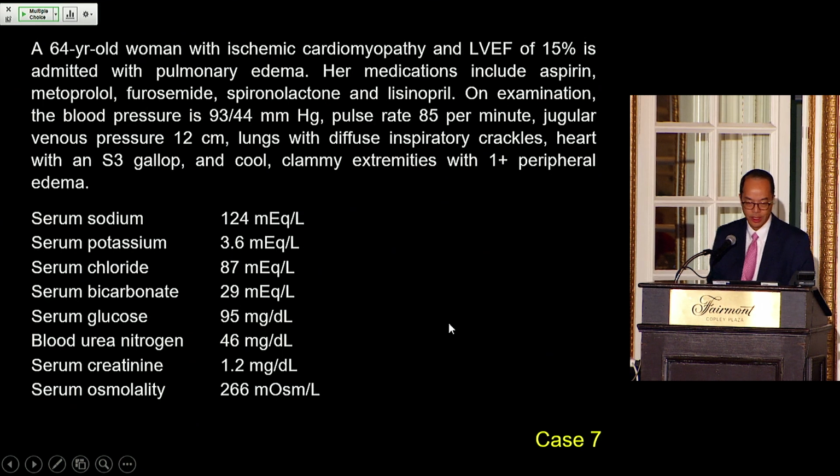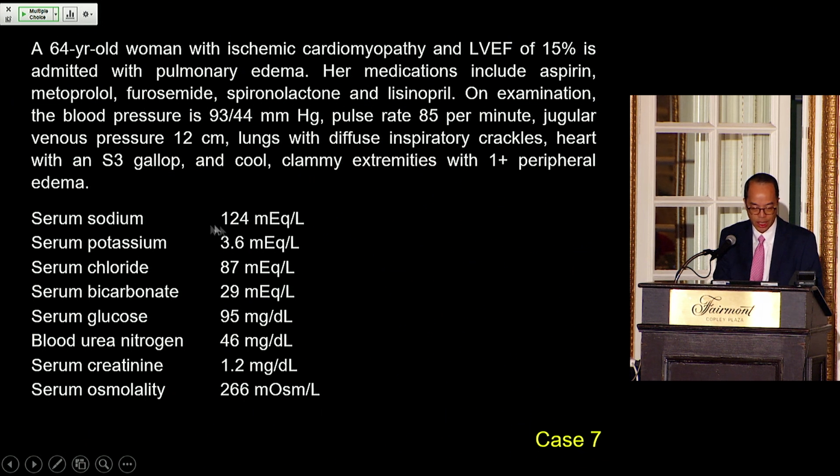Okay, next case, and on to something a little different. A 64-year-old woman with ischemic cardiomyopathy and an EF of 15% is admitted with pulmonary edema. Her meds are as shown, so the typical heart failure patient. On exam, blood pressure is 93/44, heart rate 85, JVP 12, diffuse inspiratory crackles, S3 gallop, cool, clammy extremities, and 1+ edema.